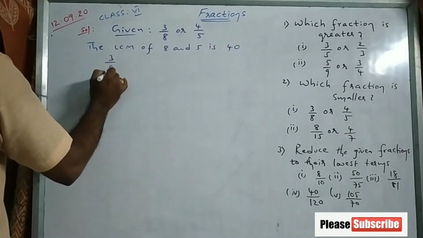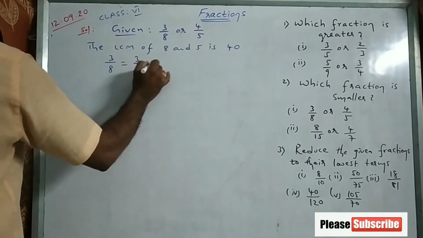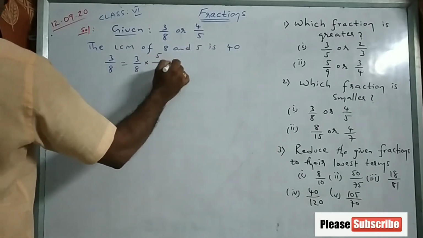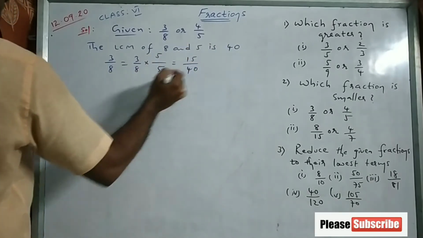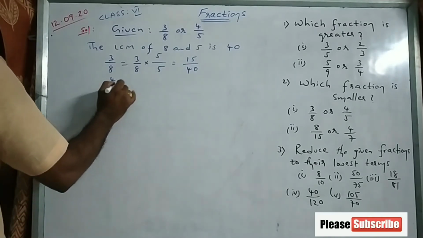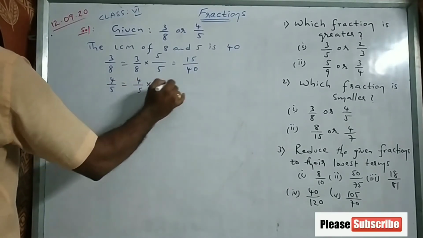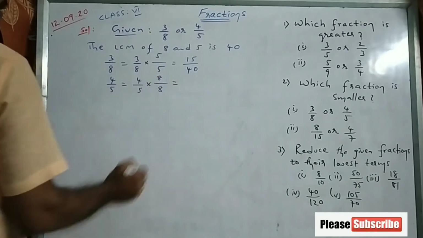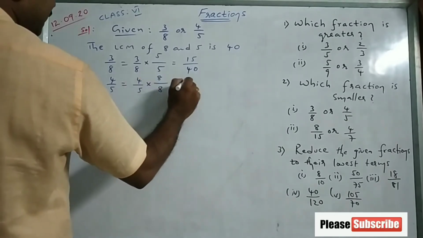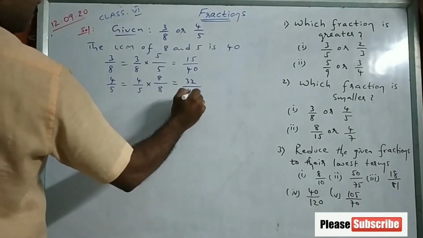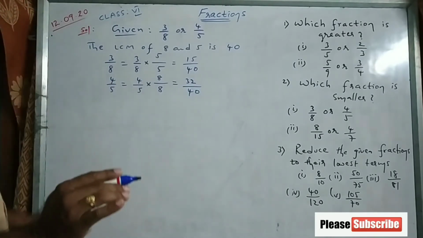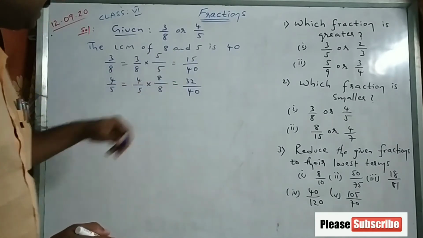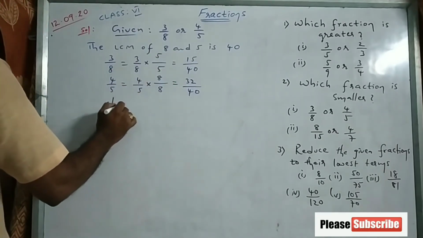So take 3 by 8 now. 3 by 8 into, by what number do you have to multiply to get 40? 8 5s are 40. So 3 5s is 15 upon 40. Take 4 by 5. 4 by 5 into, by what number should you multiply this 5? 5 8s are 40, right? Calculation should be very clear. 4 8s are 32 upon 8 5s are 40. Remember that fractions of equal denominators are called like fractions. So 15 by 40, 32 by 40.